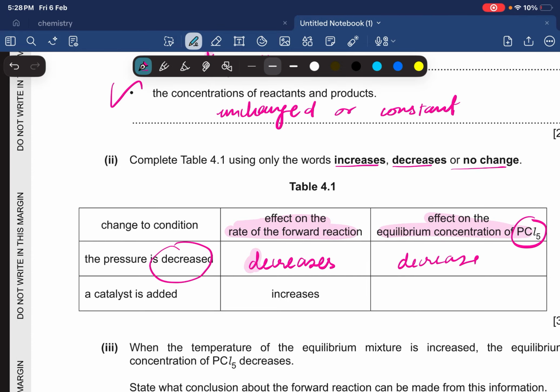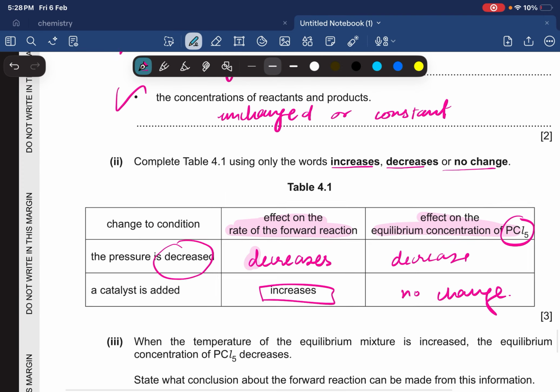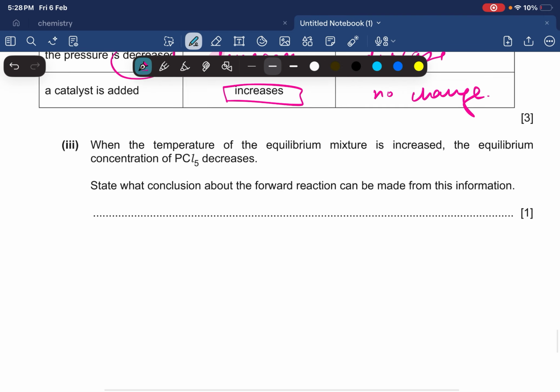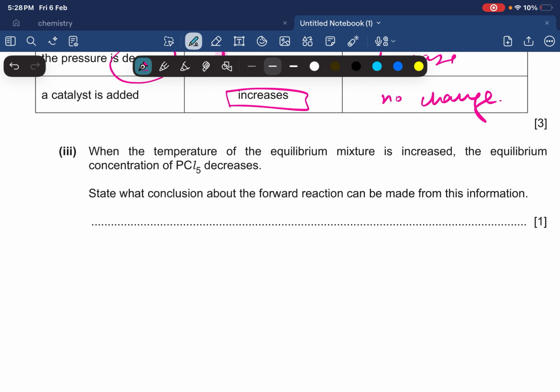Okay, a catalyst is added. A catalyst always increases the rate of the forward and the backward reaction, and it does not affect the equilibrium. Catalyst can never affect an equilibrium, right? So that's the thing. When the temperature of the equilibrium mixture is increased, the equilibrium concentration of PCl5 decreases.